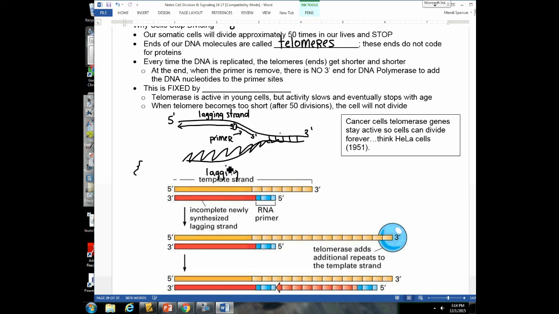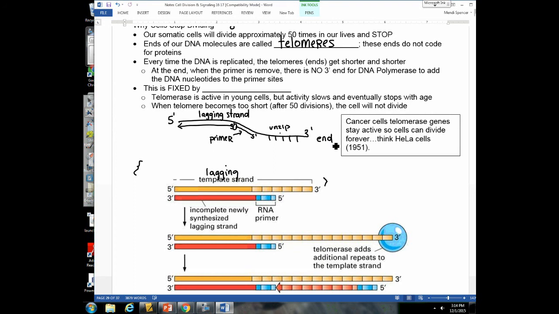And imagine if this got all the way unzipped. Okay, so let's go ahead and I'm going to unzip the rest of it. And the best way to do that is kind of to show you. I'm going to take off this other side. Okay. And now we got really similar to what they're showing you here. So helicase has unzipped this molecule to the very, very end.